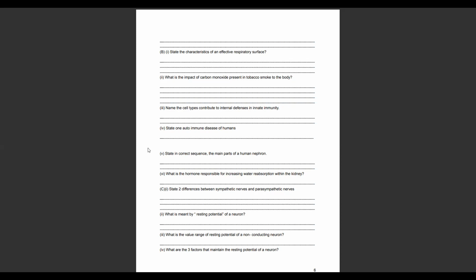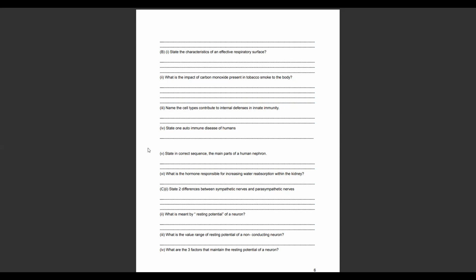Right. Name the cell types contribute to internal defenses in innate immunity. Now, this question is from the immunity system, right? Name the cell types contribute to the internal defenses. Natural killer cells and phagocytic cells, right? Phagocytic cells, there are two types, neutrophils and macrophages. And natural killer cells, give 2 marks.